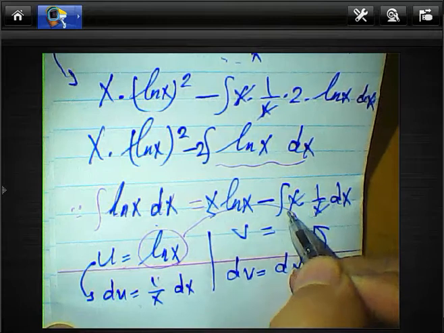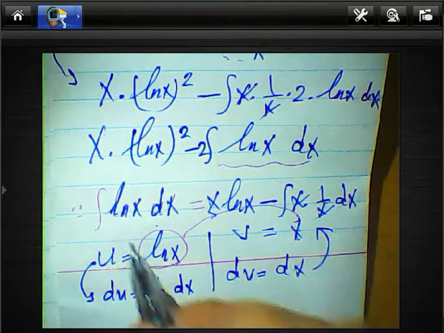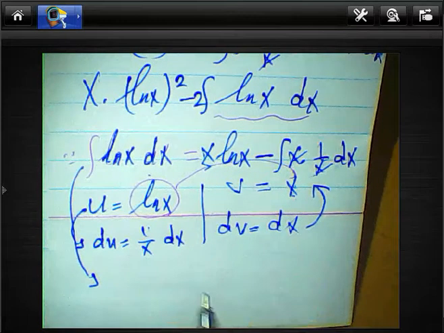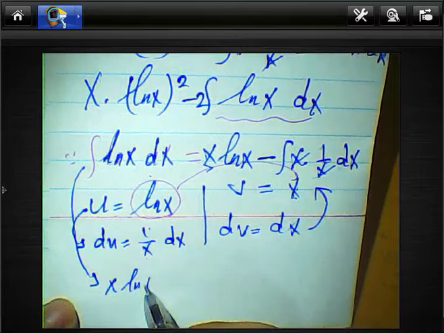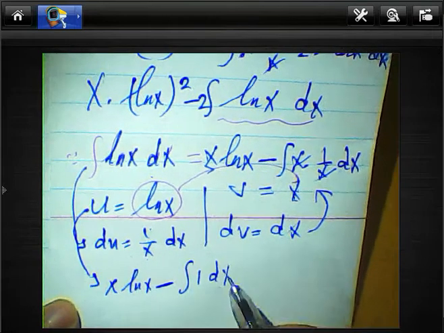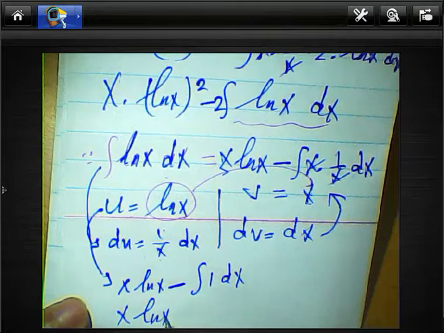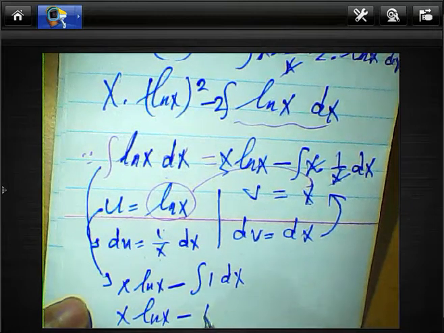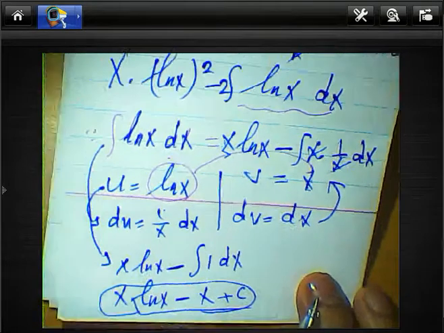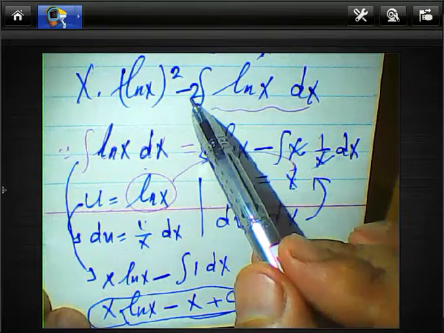We can cancel x with x, so the result will be x ln of x subtract integration of 1 dx. So the result will be x ln of x subtract integration of 1, which will be x plus constant. So we can write it here, but don't forget 2 outside.